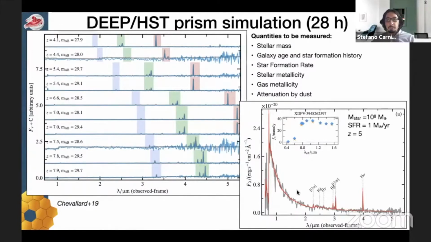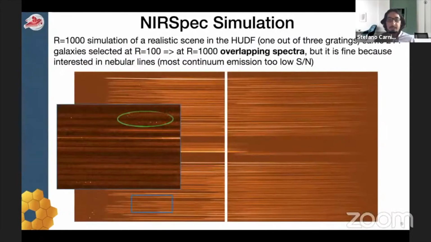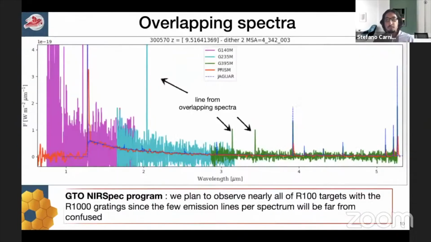In the GTO, we're not interested only in the prism, but we're also going to use the gratings, both R1000 and R2700. Here you can see the count rate map for R1000. We use the same mask as the prism because we want to use the grating observations mainly to study the nebular lines. So we don't care about overlapping spectra, because there are not so many emission lines. Once we have the redshift from the prism, we are able to disentangle the emission from different targets.